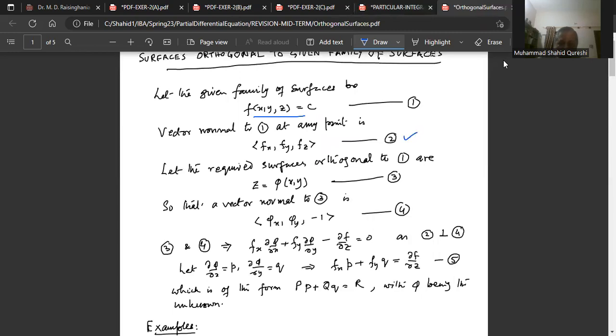Now, surfaces 1 and 3 are required to be orthogonal, for which 2 and 4, the vectors normal to 1 and 3, should also be perpendicular. And the perpendicular condition is u1 v1 plus u2 v2 plus u3 v3. So take the dot product of this and this, and you get this. And we find that the partial derivative of f with respect to x will be a function of x, y and z, as will the partial of f with respect to y. And this del phi by del x, del phi by del y become p and q. And this also involves x by z. So that is taken as a function on the right side, and we obtain this differential equation, whose solution will be the required orthogonal surfaces.